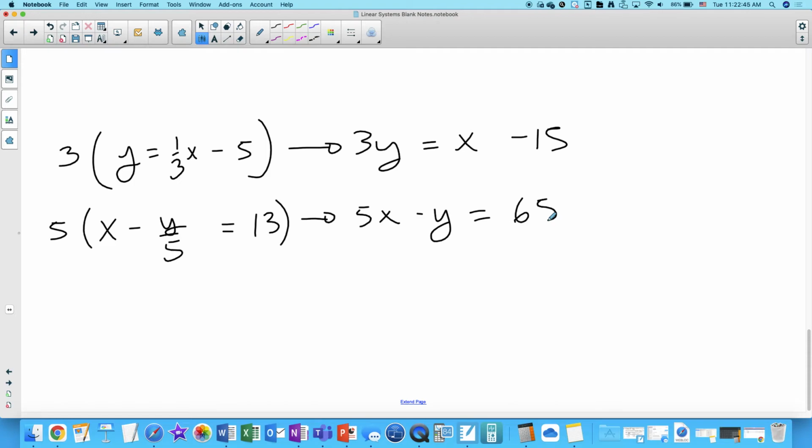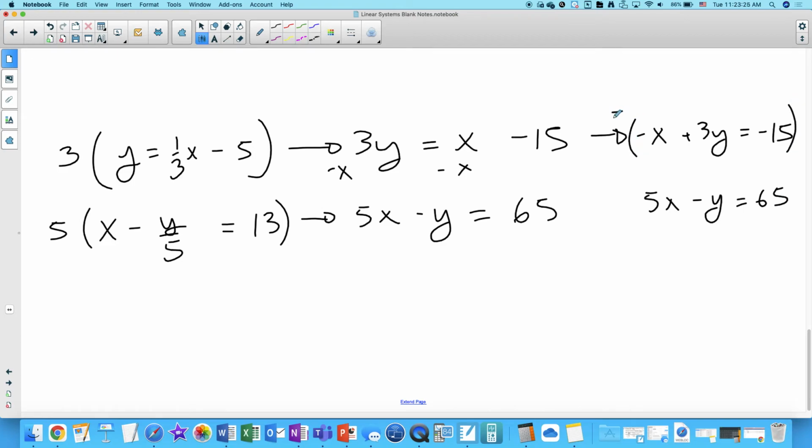So maybe what I'll do is, if I subtract x from both sides, then this equation is going to become negative x plus 3y equals negative 15. And this one is 5x minus y equals 65. Okay, so now I've got the terms lined up underneath each other. Now if I want to use elimination here, what could I do? Yeah, we could multiply the top by 5 to eliminate x. I'll just write that underneath.